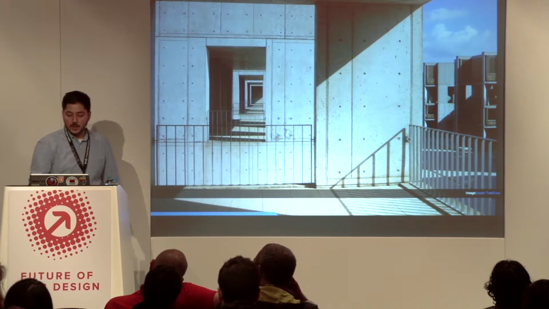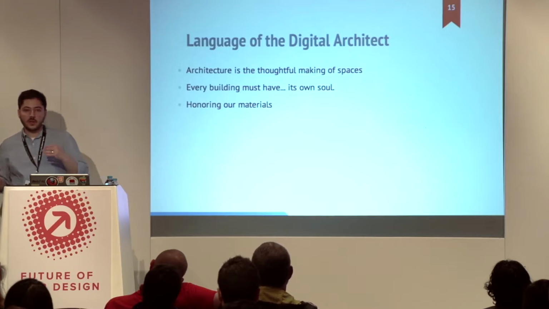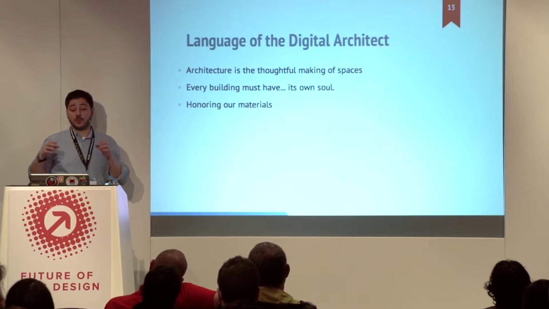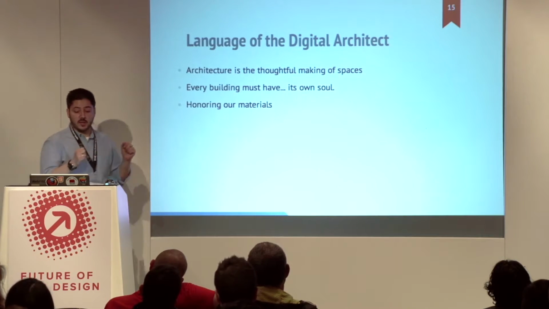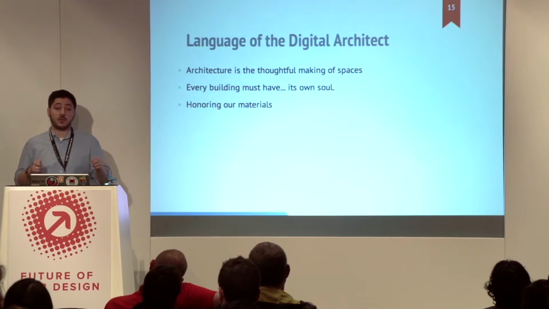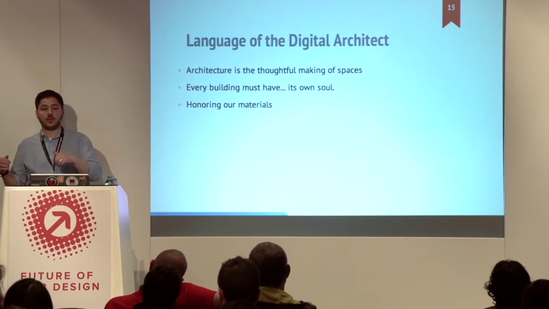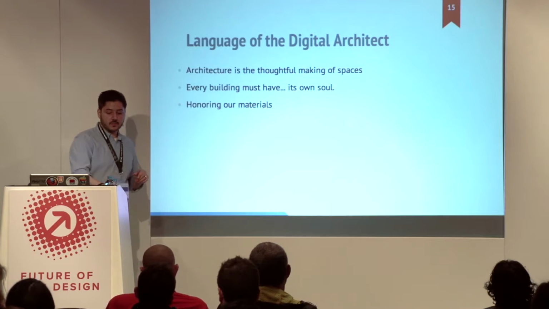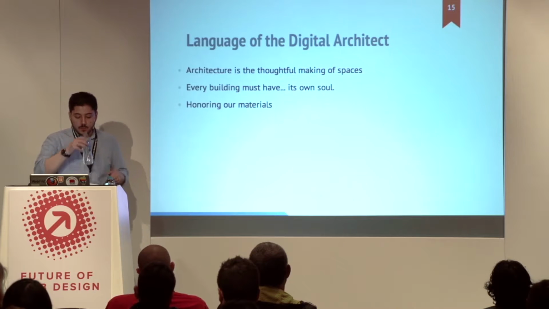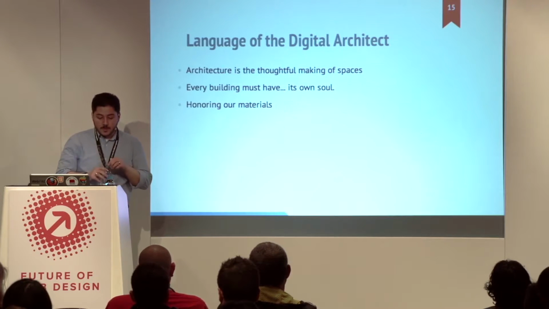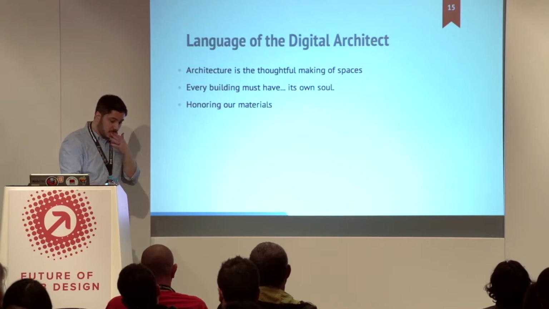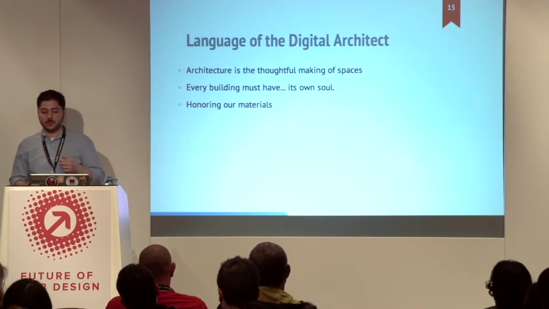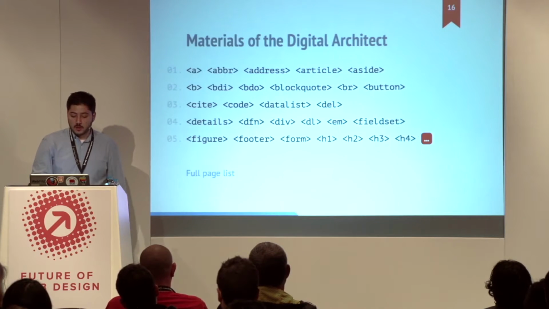And the reason why is because he believed architecture was a thoughtful use of making of spaces. Every building had its own soul. And you could only achieve this by honoring the materials that you use. So what are our materials? Well, sadly, our materials are the ones which have been neglected the most. And that would be typography.